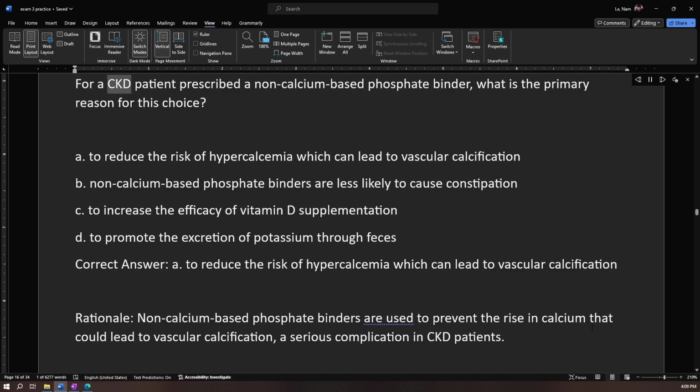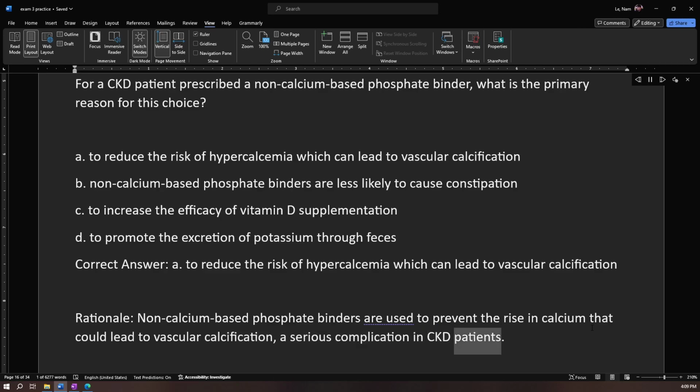For a CKD patient prescribed a non-calcium-based phosphate binder, what is the primary reason for this choice? A. To reduce the risk of hypercalcemia, which can lead to vascular calcification. B. Non-calcium-based phosphate binders are less likely to cause constipation. C. To increase the efficacy of vitamin D supplementation. D. To promote the excretion of potassium through feces. Correct answer: A. To reduce the risk of hypercalcemia, which can lead to vascular calcification. Rationale: non-calcium-based phosphate binders are used to prevent the rise in calcium that could lead to vascular calcification, a serious complication in CKD patients.